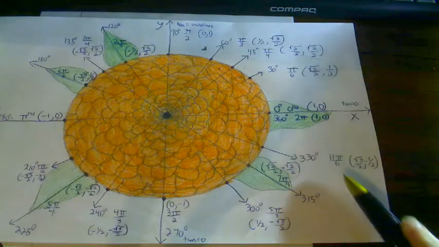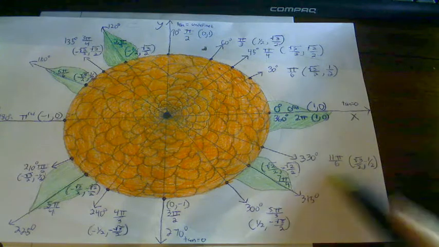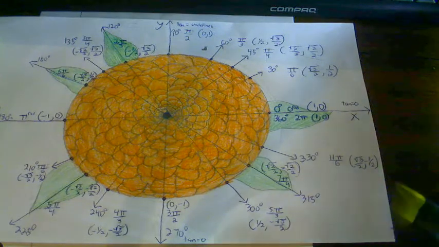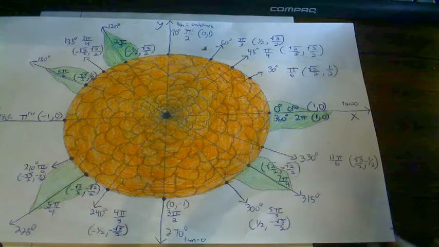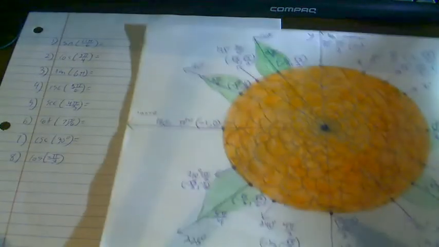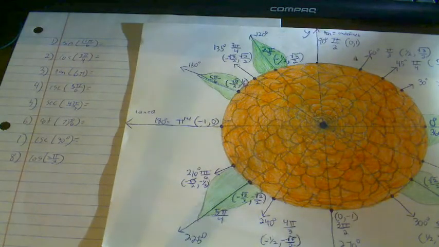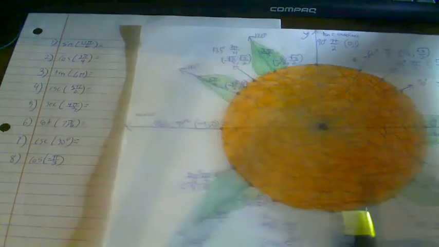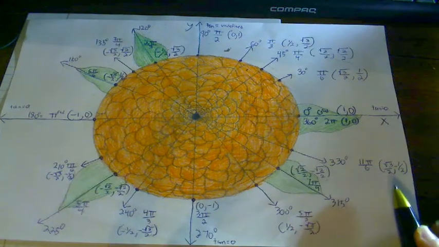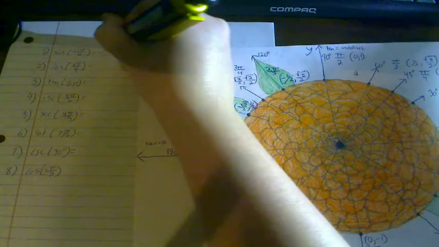You can see 11 pi sixths is over here in the bottom right, quadrant 4. And we have some coordinates that are attached to that. The sine value of 11 pi sixths is going to be the y value of these coordinates. So we can see it is the square root of 3 over 2, negative 1/2. So we're just going to have ourselves negative 1/2.